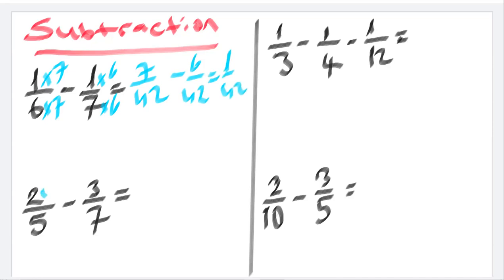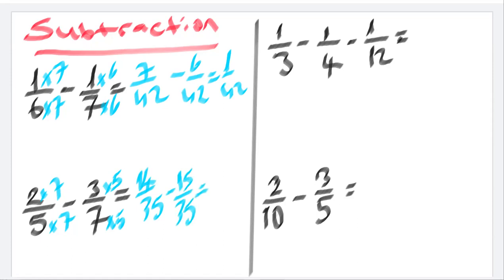Let's do it here also. We multiply by 7 and 5. So let's write again 14/35 minus 15/35. So what's 14 minus 15? It is negative 1/35.